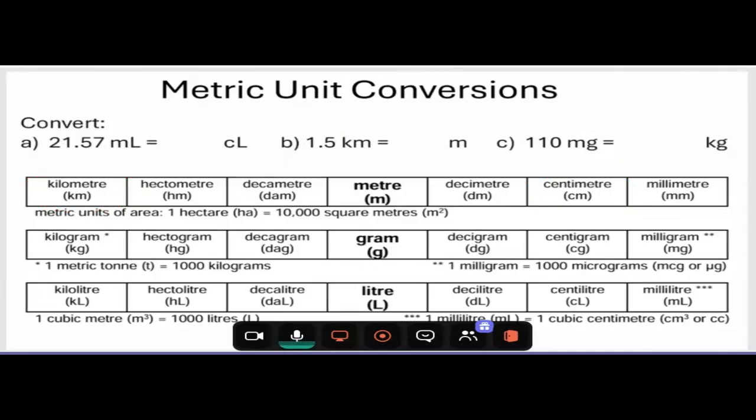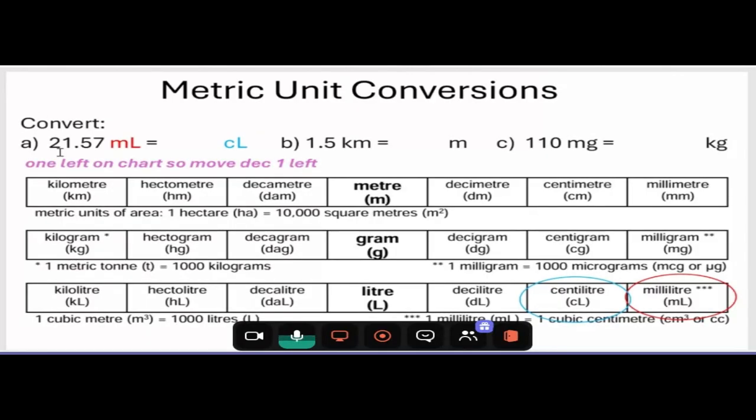I might do another one. Oh yeah, we're going to do some conversions right now. So 21.57 milliliters, we want to convert into centiliters. So let's identify those two. There's milliliters in red and centiliters in blue. So we are going 1 step to the left from the red to the blue. If we're going 1 step to the left, that means we're going to take this decimal and slide it 1 to the left. 1 left on the chart means move the decimal 1 to the left, so that will become 2.157 centiliters.